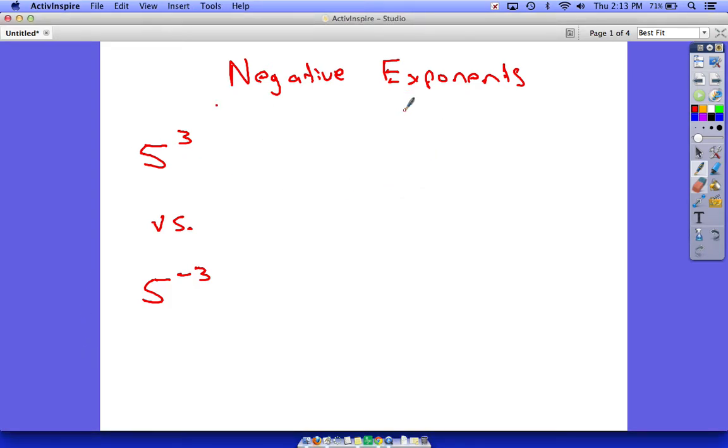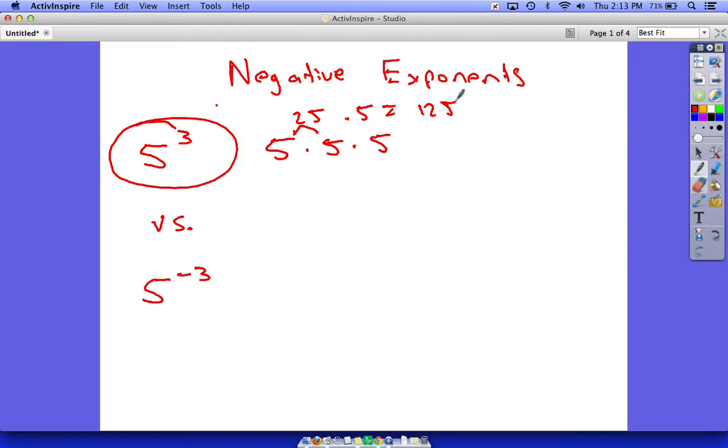Topic for today, negative exponents. And we've worked with positive exponents before. When I mean exponents, I mean the actual exponent out here, not the base number out front. And that's something that we can give examples of a little bit later. But when we did 5 to the third power, obviously that's just 5 times 5 times 5. We'd have 25 times 5, and that would be 125.